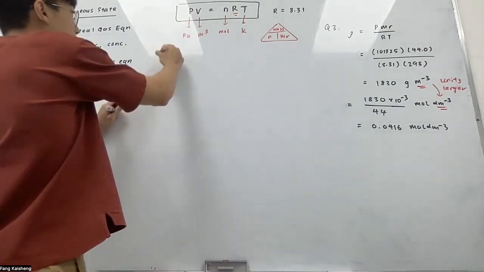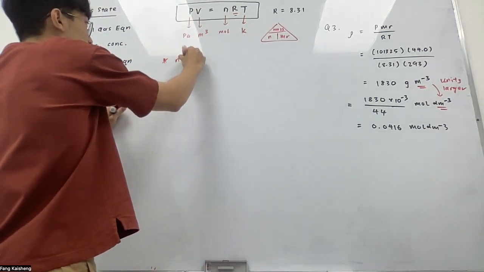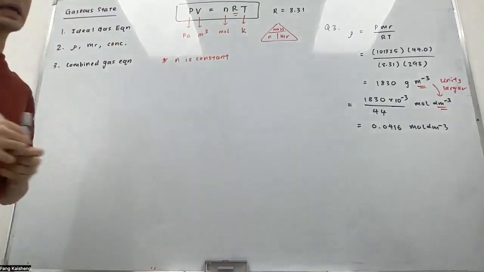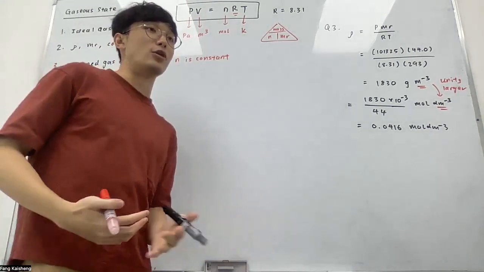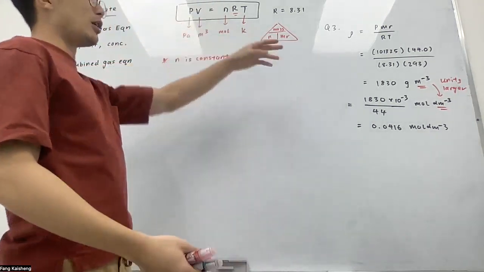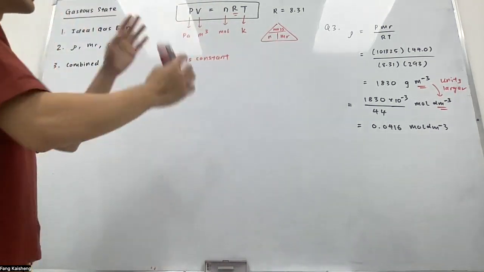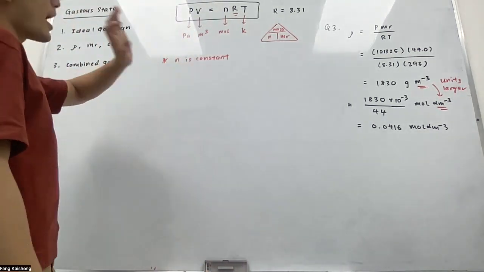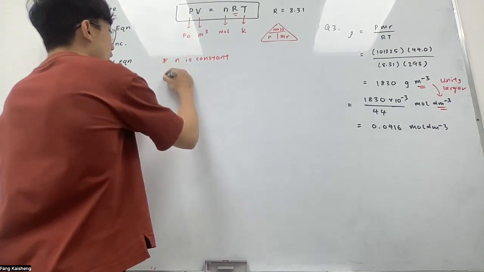The number one thing that I want to establish is this: the n is constant. What we are doing over here is playing around with different variables. Because there are so many variables here, we need to play around with them to see how one variable affects the other, for example. So here n is constant. What's going to happen? Take note.